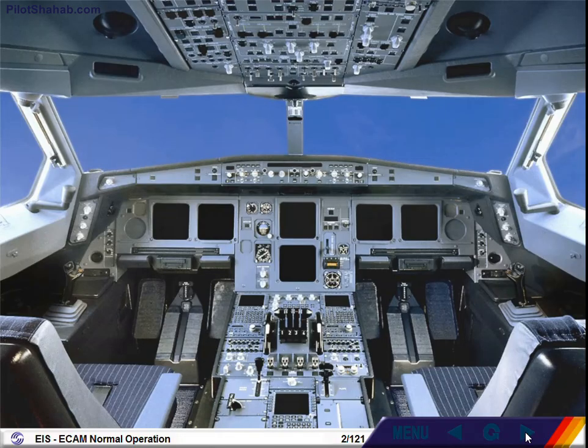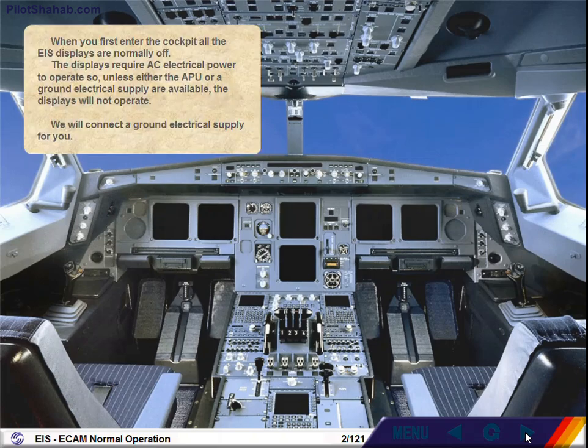When you first enter the cockpit, all the EIS displays are normally off. The displays require alternating current electrical power to operate, so unless either the APU or a ground electrical supply are available, the displays will not operate. We will connect a ground electrical supply for you.